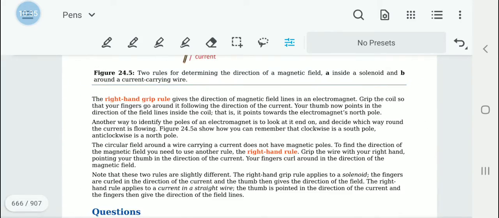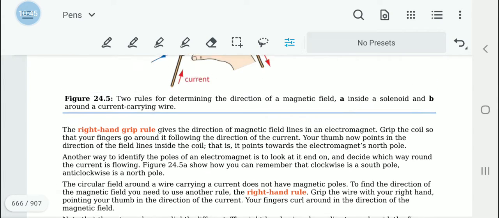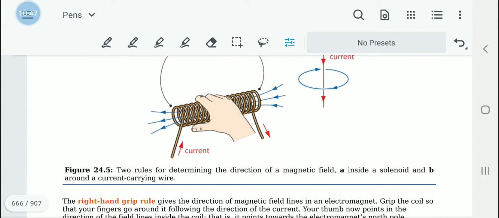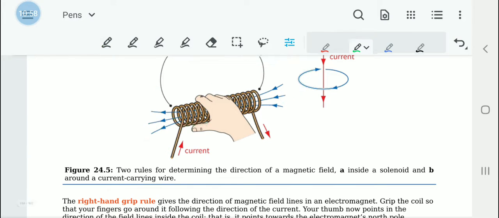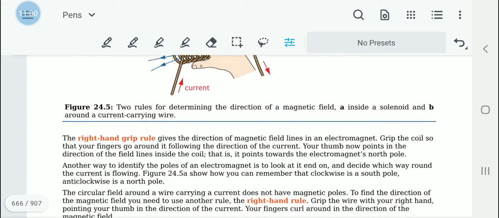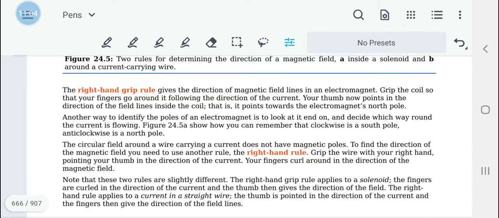So that means it will point towards the electromagnet's north pole. It will be pointed at the north pole. So this is the north pole. You have to remember, from north to south only the field lines go, north to south. So this is the direction of north. I hope that makes sense and brings back memories.